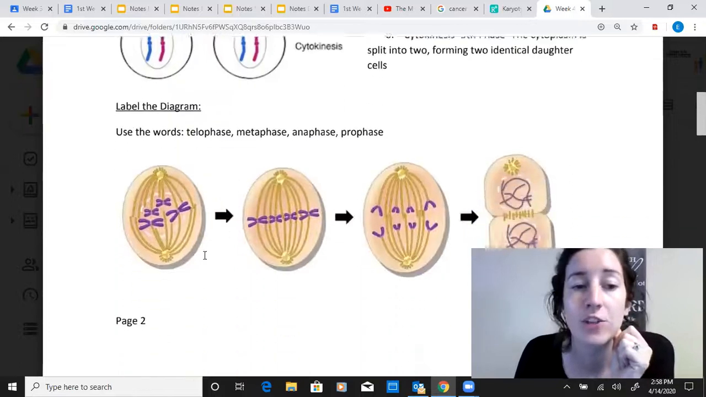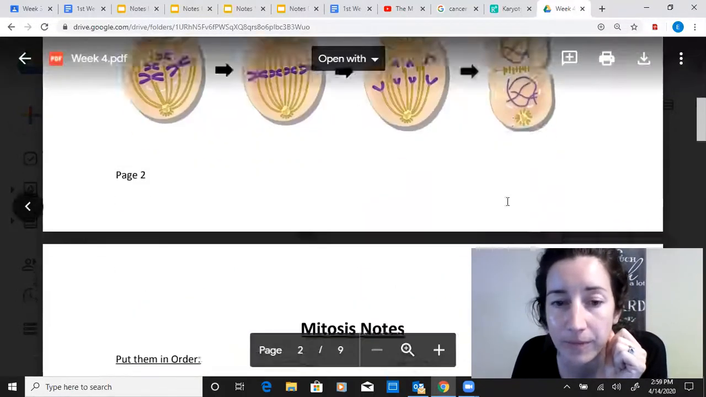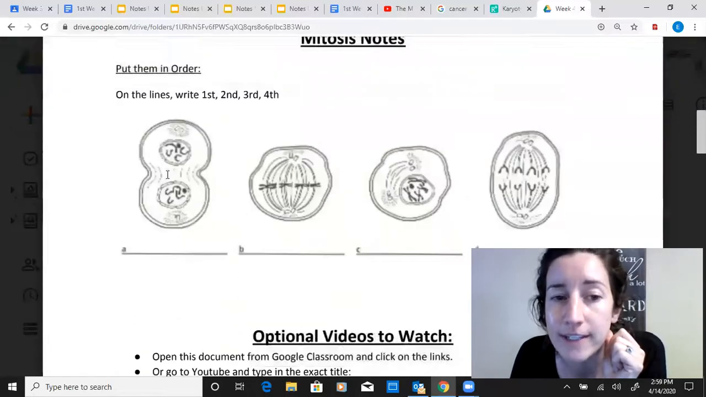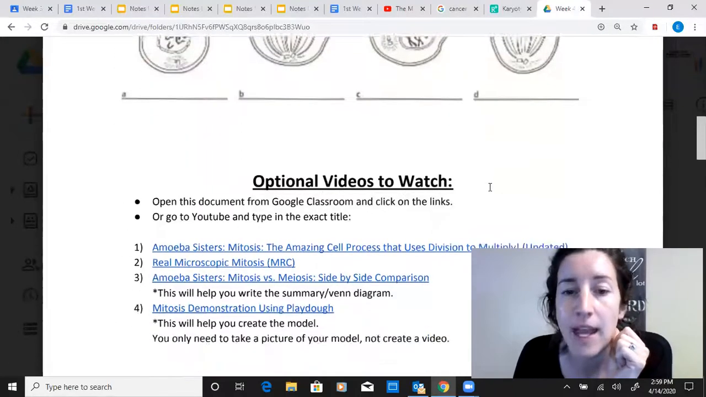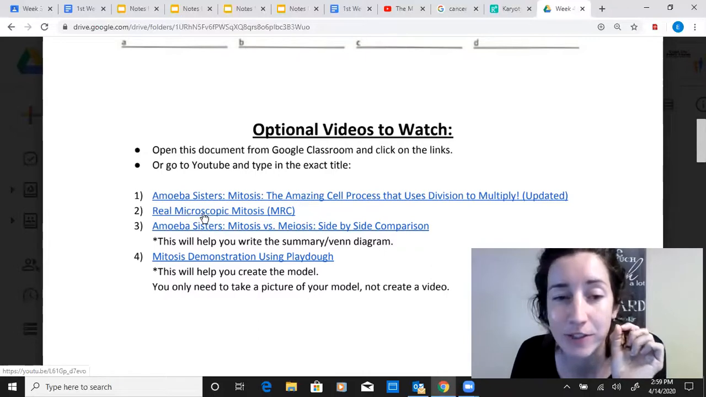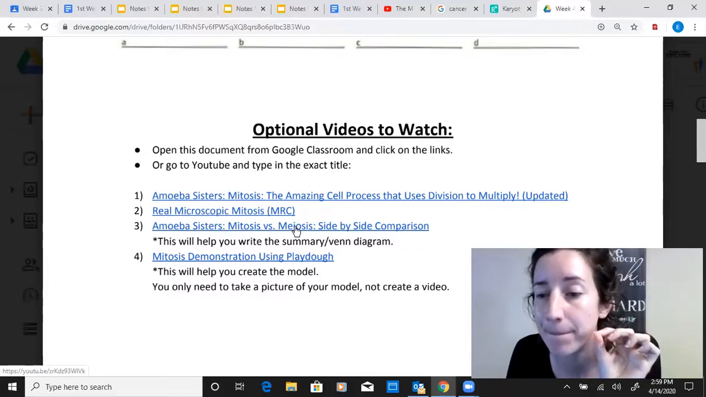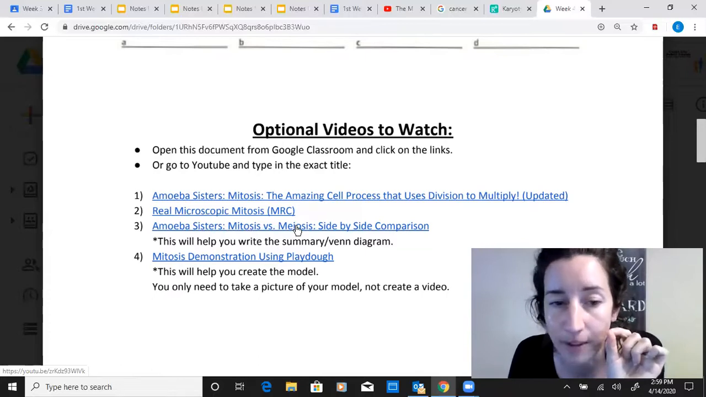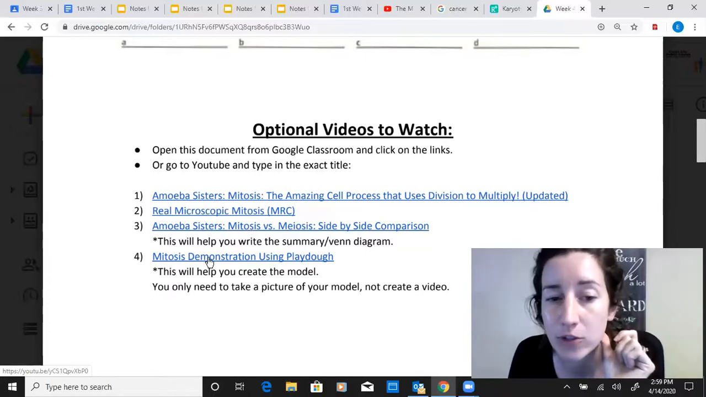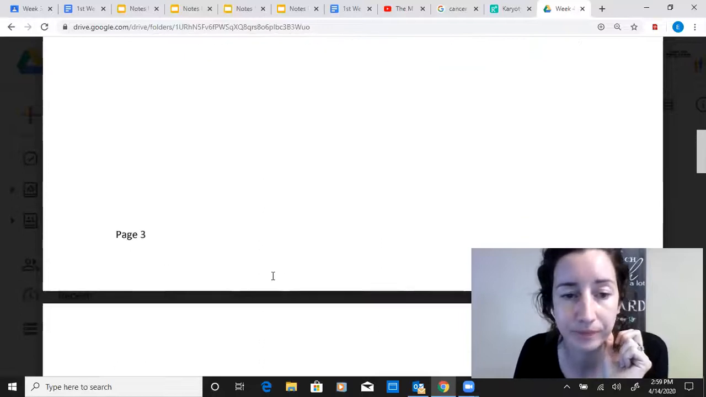Okay, you're going to label this diagram with what we just talked about right here. You're going to put these phases in order. And then here's some great optional videos to watch. Amoeba Sisters, real cells dividing. You can see their DNA. Here's Amoeba Sisters, mitosis versus meiosis, which is our next topic. And then here's a mitosis demonstration using Play-Doh. This will be helpful when you create your own model for the second part of the assignment.